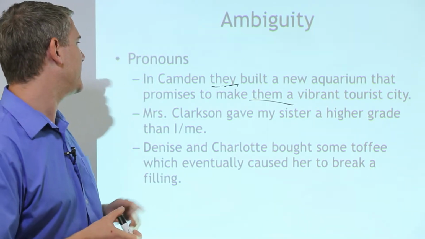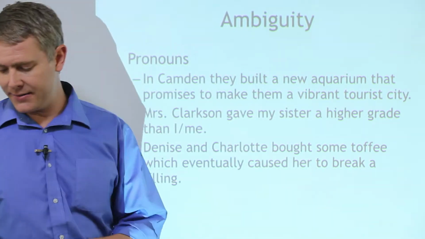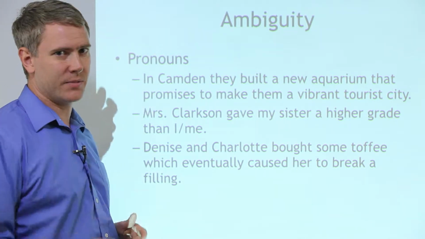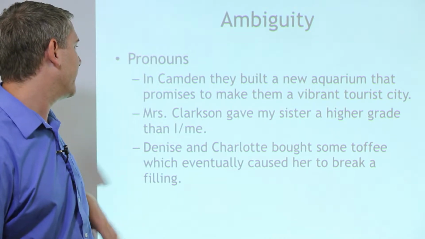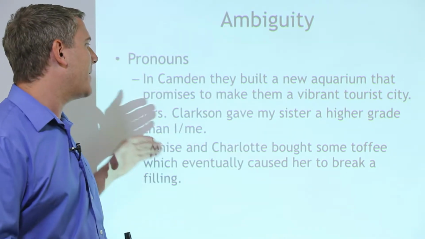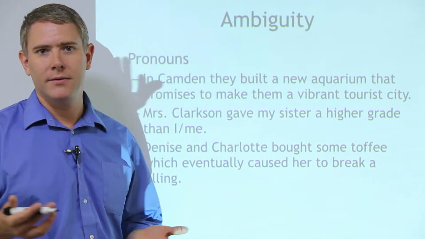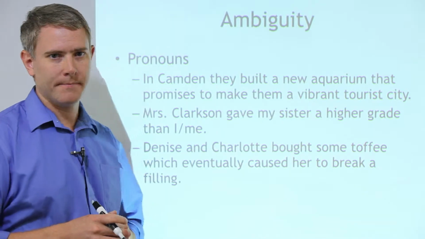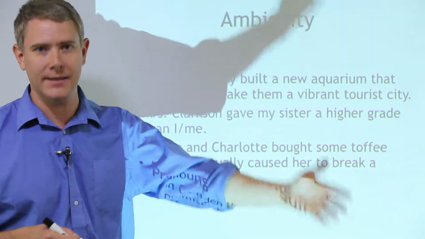Mrs. Clarkson gave my sister a higher grade than, now I put I or me here because the use of I or me can clear up an ambiguity. It's a great distinction between clarity versus ambiguity. This has two potential meanings. If I say Mrs. Clarkson gave my sister a higher grade than I, that means I'm giving grades. And Mrs. Clarkson's giving grades. So maybe I'm my sister's teacher. Right? So that would mean Mrs. Clarkson gave my sister a higher grade than I did.